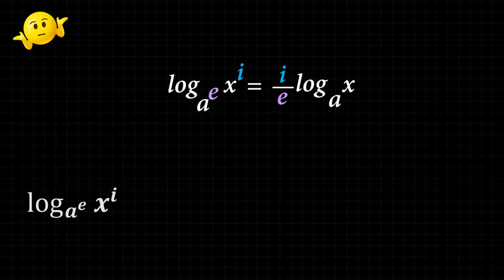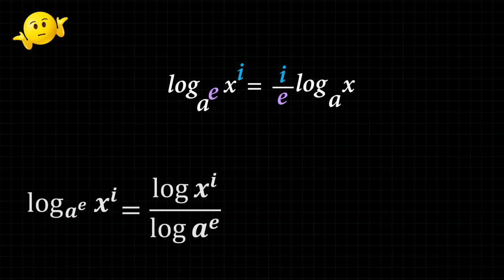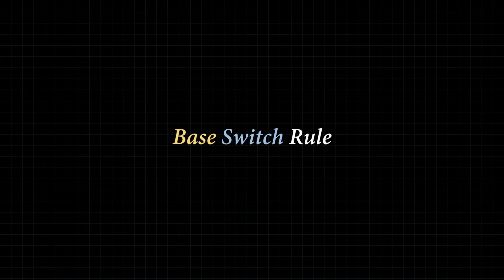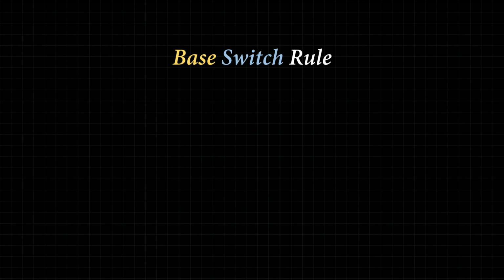We can again use the change of base rule and split this into 2 separate logs. And now we can do power rule to the top and the bottom to move the i and the e to its coefficient spots. And now, of course, our coefficient is i over e, and we have again log base a of x.